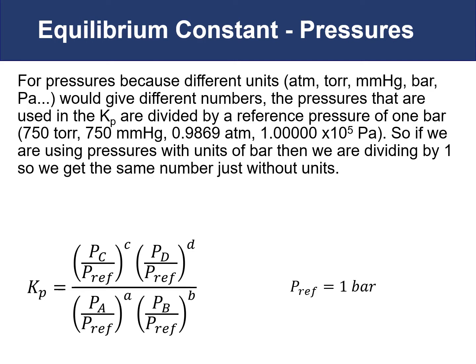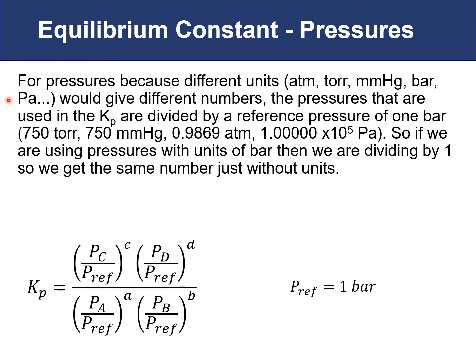Equilibrium constants for pressure also are unitless. However, there is a bit of difficulty that arises from the fact that pressure has many different units that are used, such as atmosphere, torr, millimeters of mercury, bar, and Pascal. They would all give different values for the equilibrium constant.